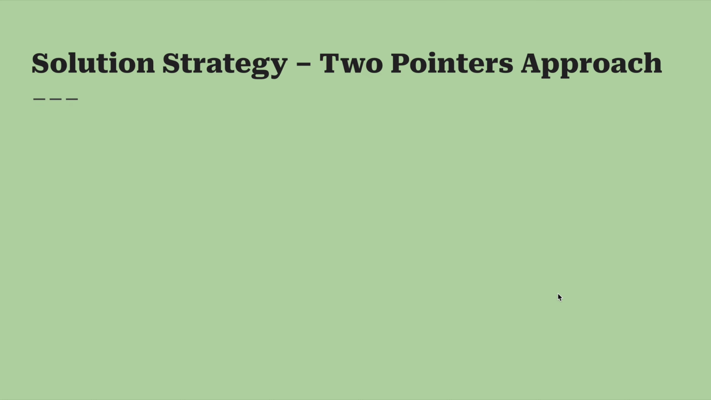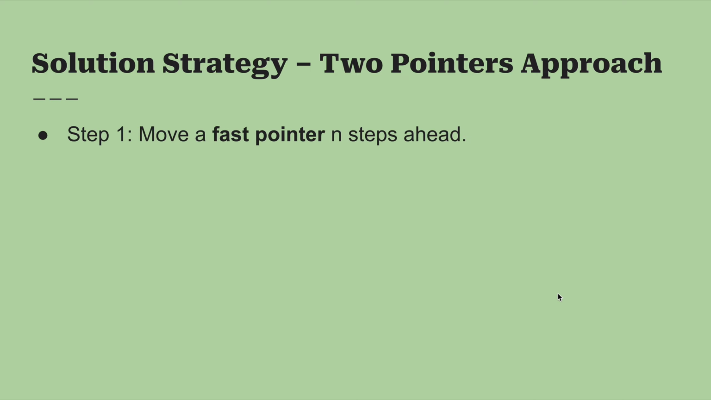We have to move one pointer n steps ahead. N steps ahead means faster. Let's suppose you are given a linked list and you want to remove n equal to 2, which means 2 steps ahead, you have to move the faster pointer. N means the number given. Not from the left side, but the nth node from the end. For that n is given.